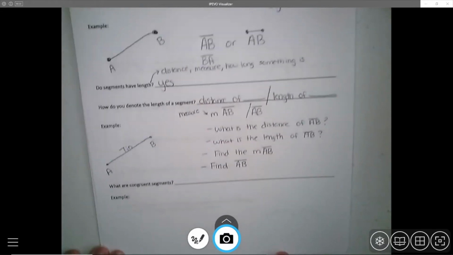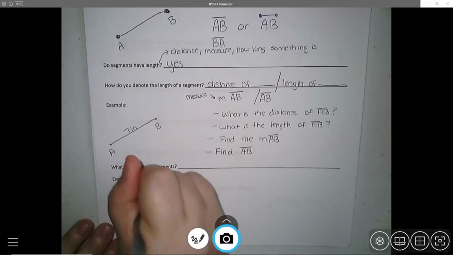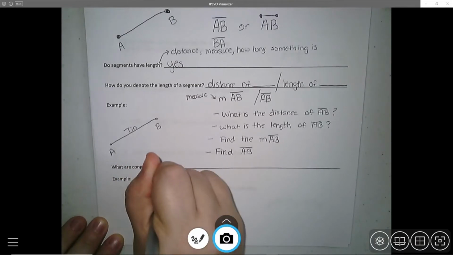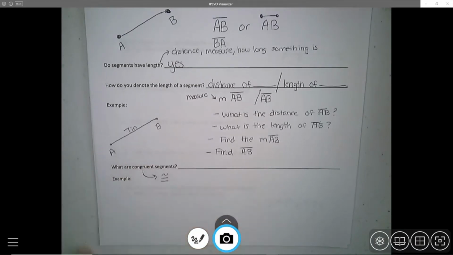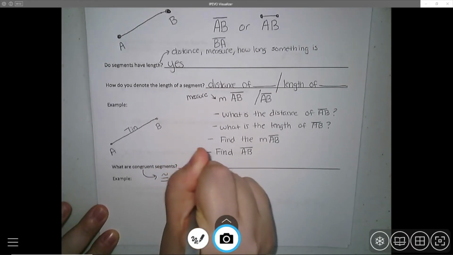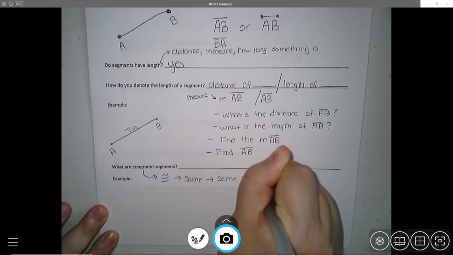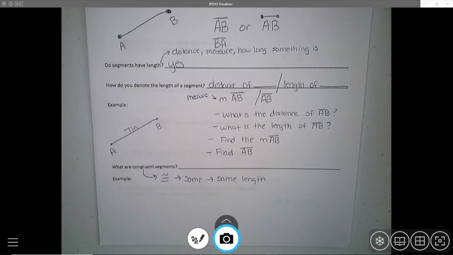Okay, going on here to the next idea with segments, and it is, what are congruent segments? So we run into another word. Let's define it before we get any further. So what are congruent segments? Congruent, first off, has a symbol. It is an equal sign with a squiggle or a tilde above. Okay, congruent means it is the same. It is the same length, distance, whatever you want to talk about it.